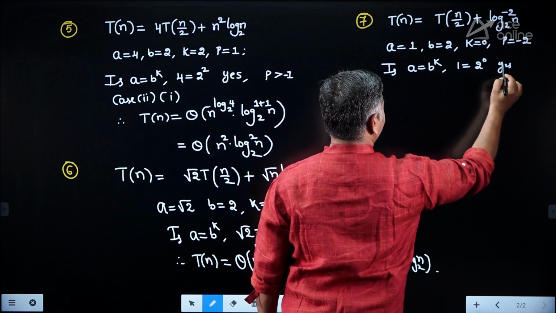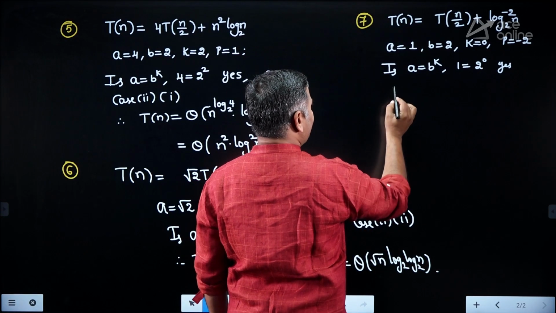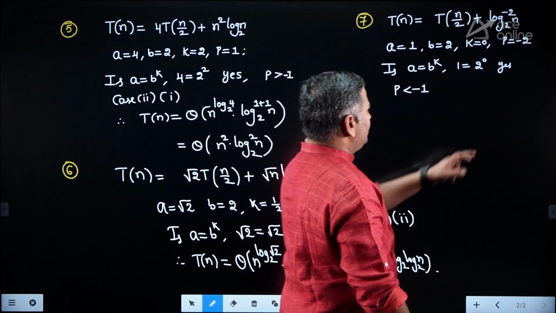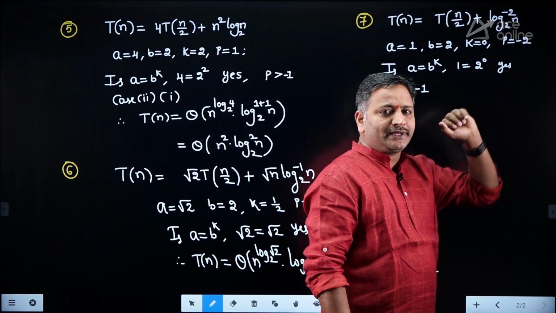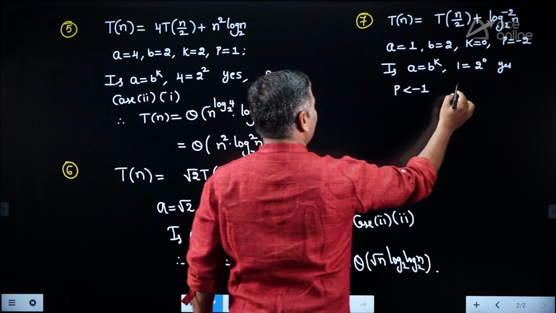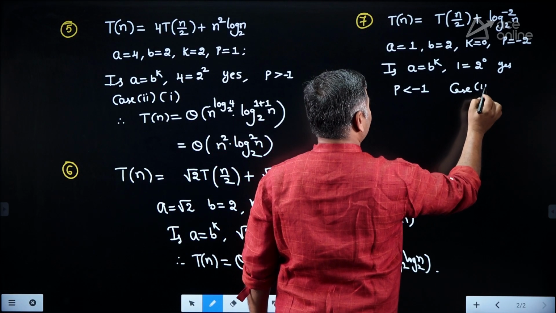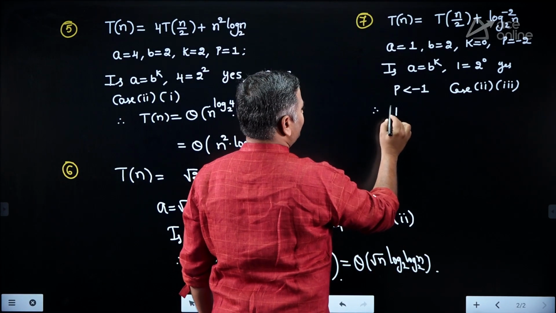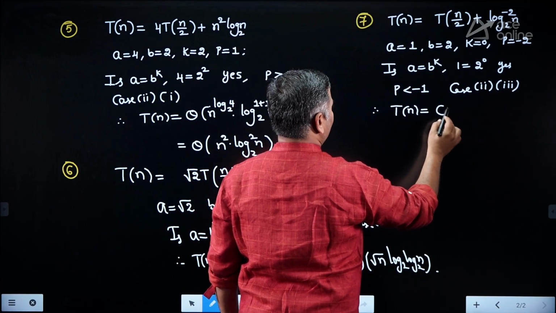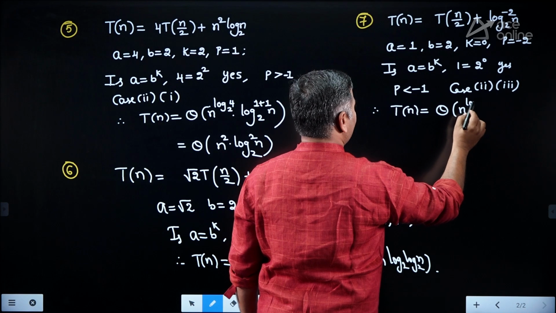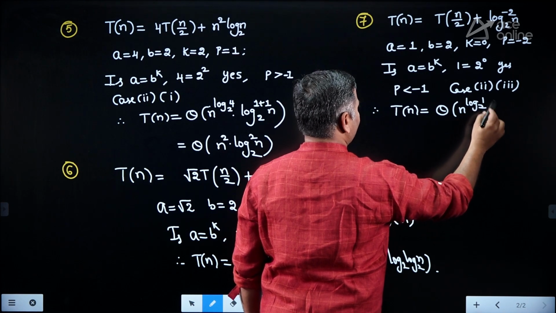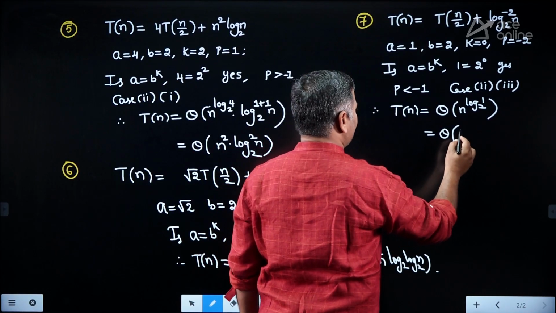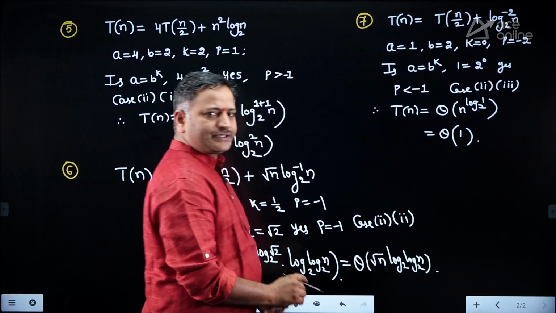Yes, it is true. And what about the p value? The p value is less than minus 1, correct? p equal to minus 2. Minus 2 is less than minus 1, which is correct. Therefore, it belongs to the second case. Under the second case, it belongs to the third bit. Therefore, T(n) is equal to theta of n to the power log a base b, which equals theta of n^(log 1). Log 1 value is 0. So, n^0 equals 1. So, it will take only constant time.